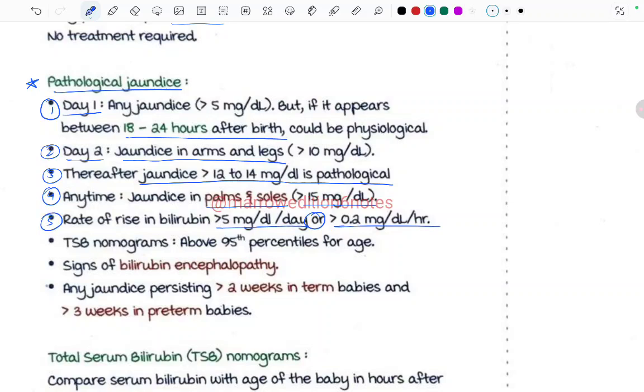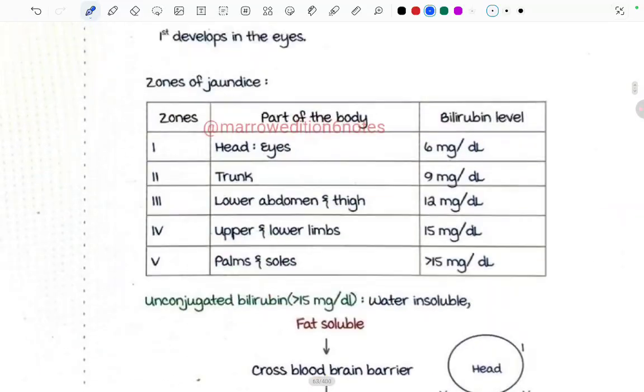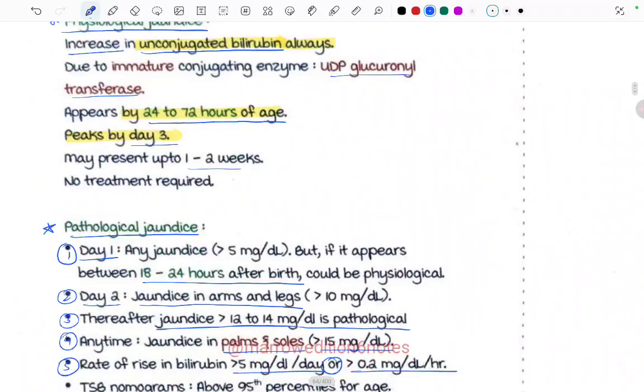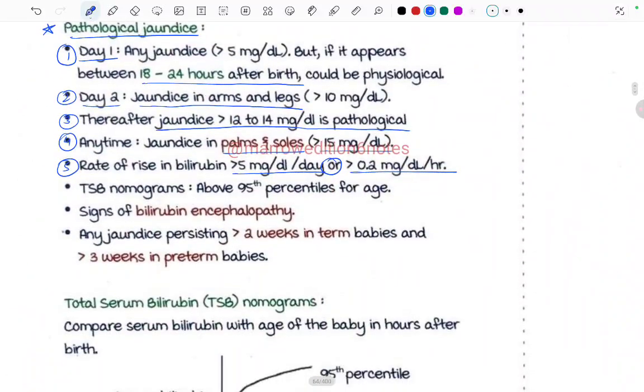This is the transcutaneous device we saw, right? Transcutaneous bilirubinometer. If this TCB nomogram is above the 95th percentile for the age, then it is pathological jaundice. If there are signs of bilirubin encephalopathy, then it is pathological jaundice. And any jaundice persisting more than 2 weeks in term babies and more than 3 weeks in preterm babies is also pathological.